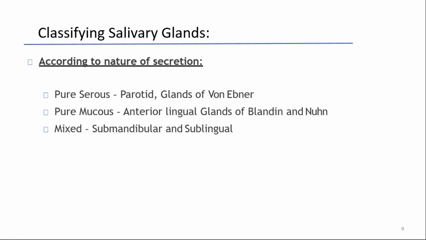Classifying the salivary gland based on the secretion, there are pure serous, pure mucinous, and mixed. Sublingual and submandibular glands are of mixed type of secretory glands, whereas parotid is a pure serous, whereas glands of Baldwin and Dunn are mucus type of secretions. So always remember, mixed salivary glands are submandibular and sublingual, whereas serous is the parotid.